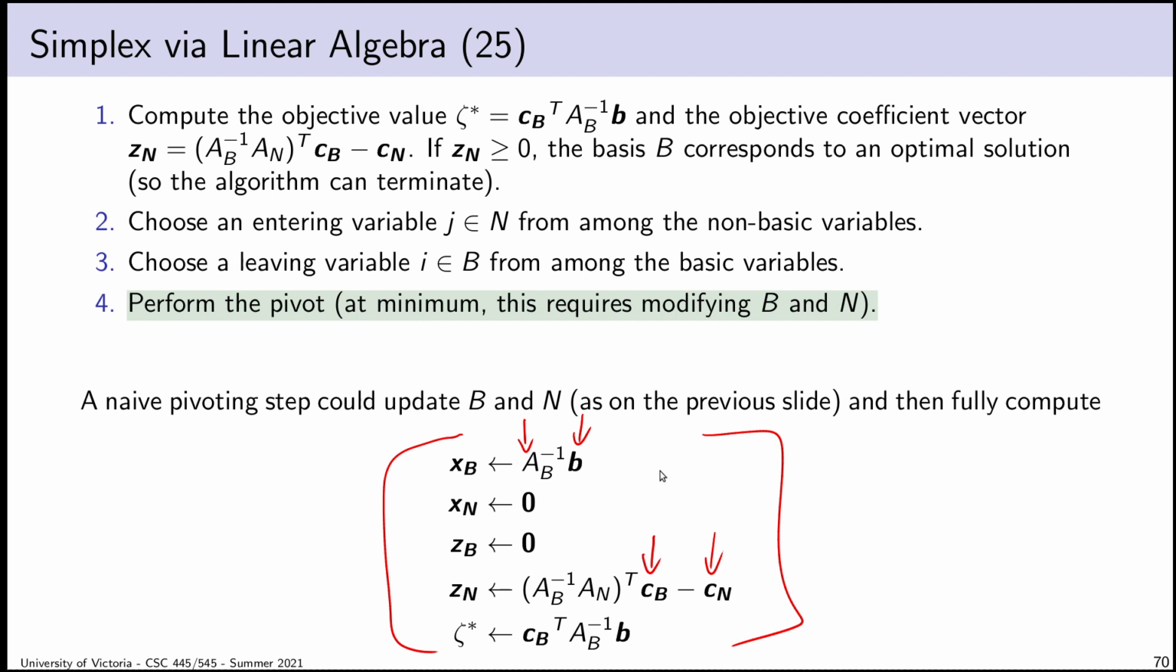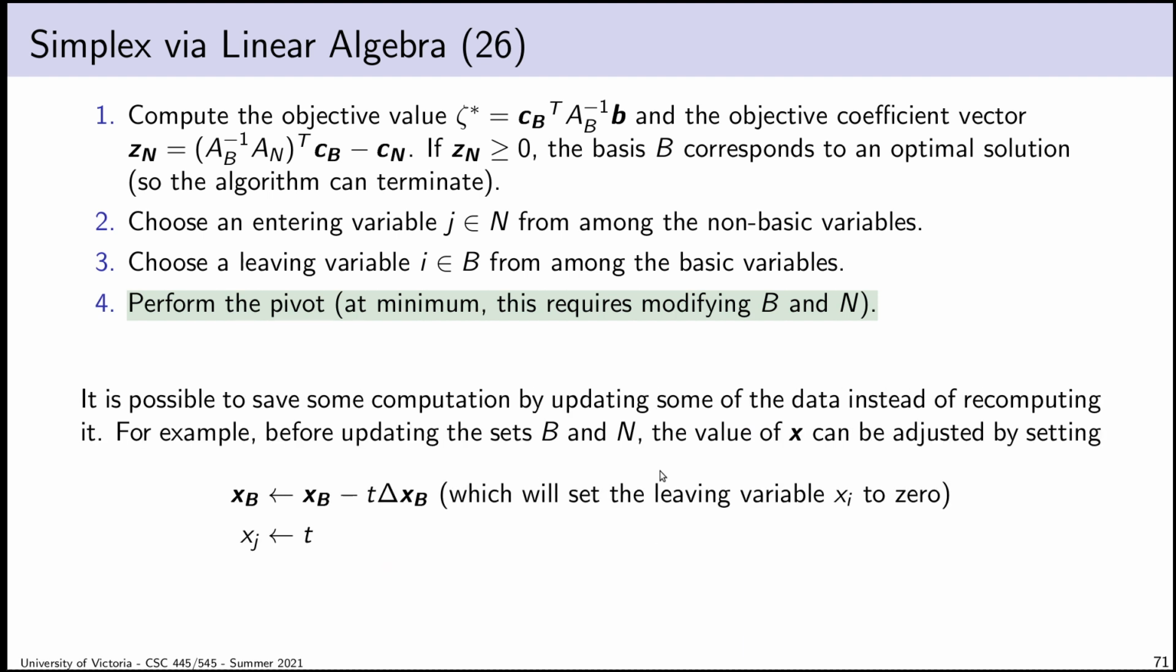There are certain things that we already know. One example would be, we actually know the new values of each basic variable already using information we've computed up in steps 2 and 3. So if we don't want to fully recompute everything, we can save a bit of work by reusing some computations we've already done. This suggestion is supposed to happen before we update the sets of basic and non-basic variables.